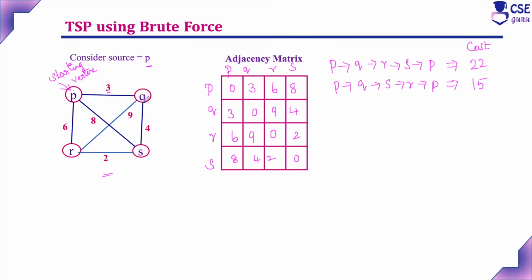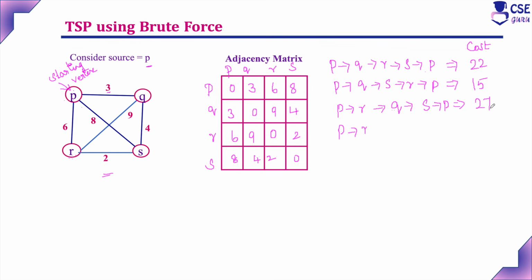Now with Q as the second vertex it is over. Next select R as the second vertex. P to R: two possibilities will be there. P to R, R to Q, Q to S, and then S to P. Here the starting and the end vertex should be the same, because the salesman has to start from one vertex and return to the same vertex, with minimum cost. Calculating the distance: P to R is 6, R to Q is 9, making 15, Q to S is 4, making 19, S to P is 8, giving 27.